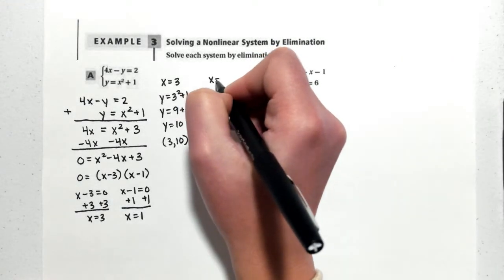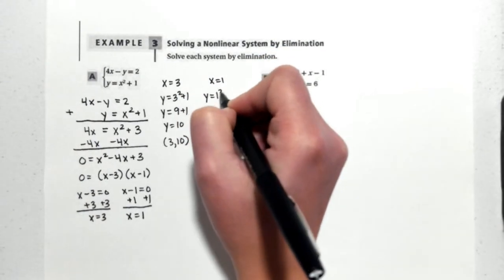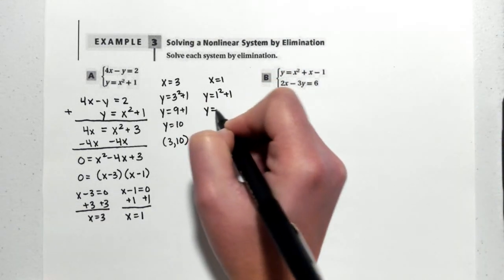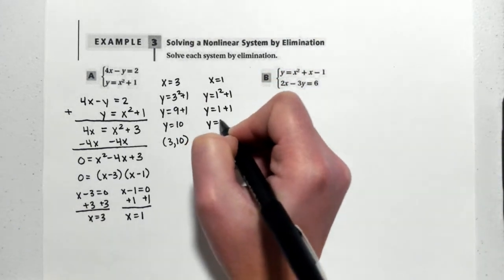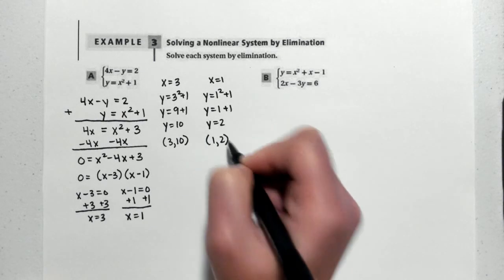And then I'm going to substitute in x equals 1. So I'll have y equals 1 squared plus 1. 1 squared is 1, and 1 plus 1 is 2. So my second solution is 1, 2.